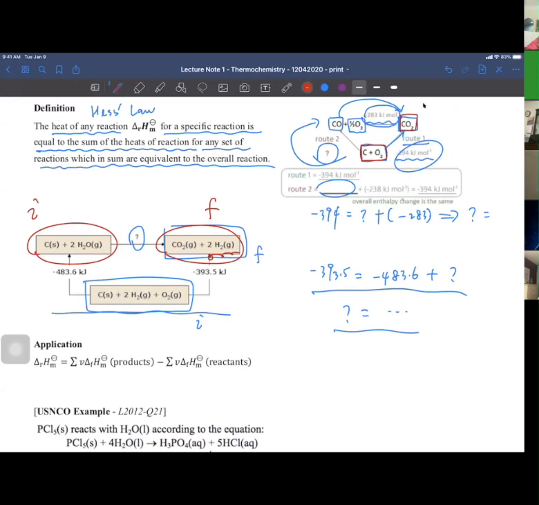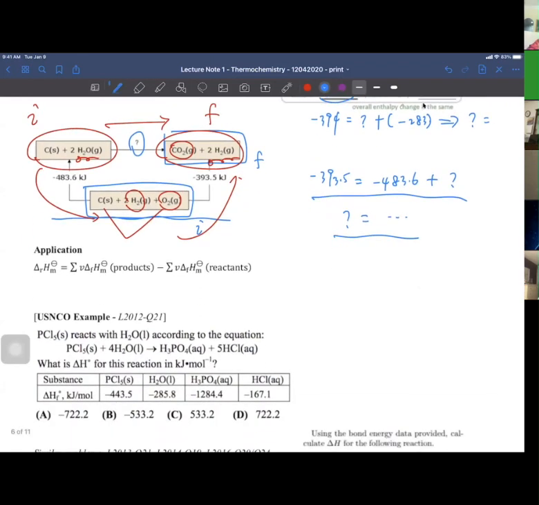So we can do it this way. First, we decompose the water into hydrogen gas and oxygen gas, and then we combine the carbon and the O2 to turn into carbon dioxide. So, you can do it in 2 steps, but the goal is the same, which is to convert carbon into some gas fuels. Okay, this is the general idea of the Hess law.